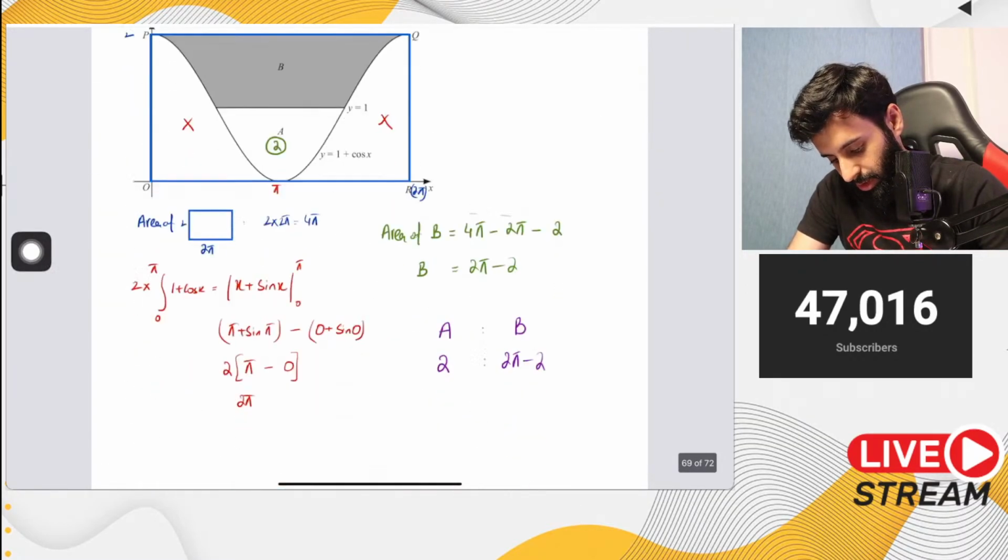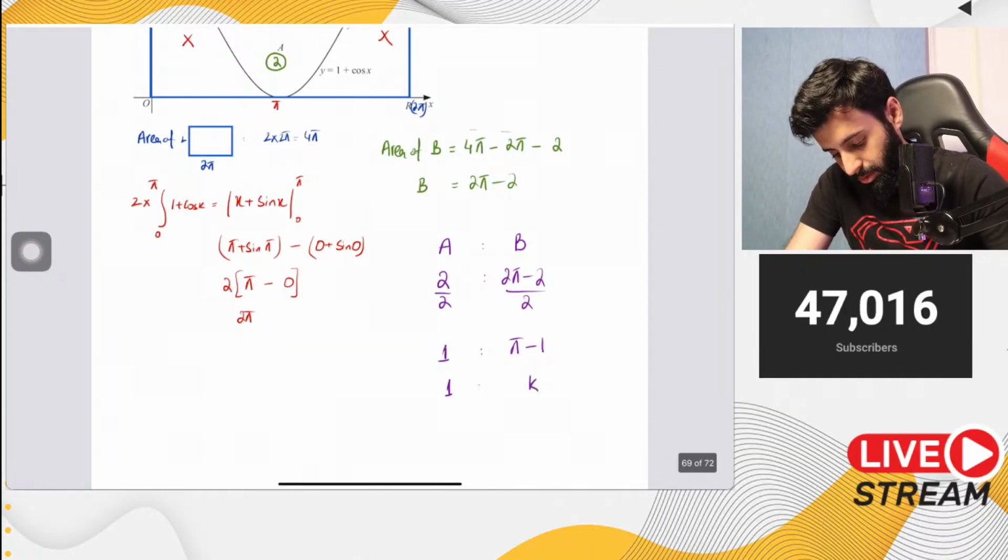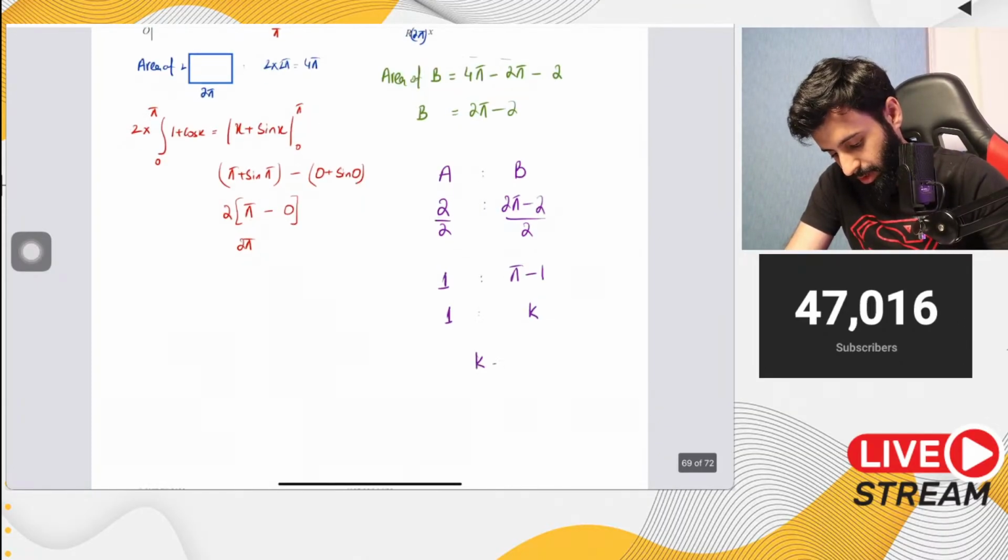So how can I bring it equal to 1 is to k? I can divide both sides by 2, and if I divide both sides by 2, it becomes 1 is to (2 pi minus 2) upon 2, which is equal to pi minus 1. So what is k equal to? K, as you know, is equal to pi minus 1.